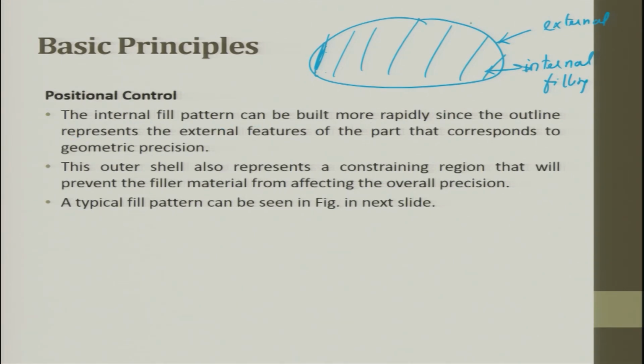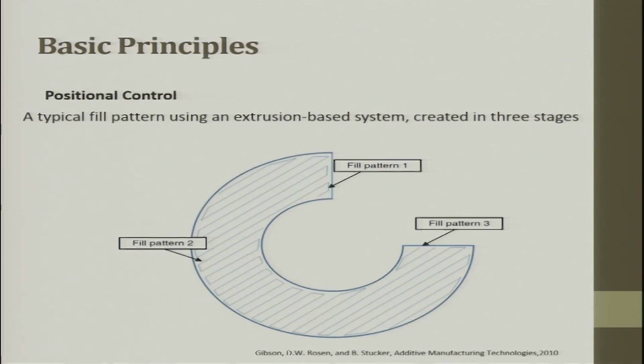Now, this is the precise control required. Internal, it is just to fill material. So, the internal fill pattern can be built more rapidly, with no precise control, since the outline represents the external feature of the part that corresponds to the geometric position. This outer shell also represents a constraining region that will prevent the filler material from affecting the overall precision. A typical fill pattern can be seen.